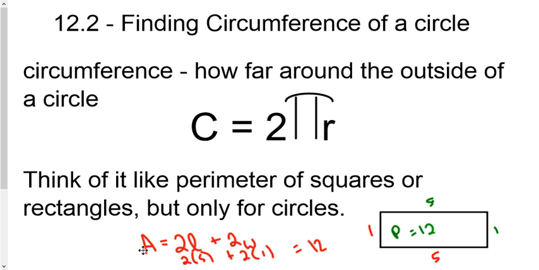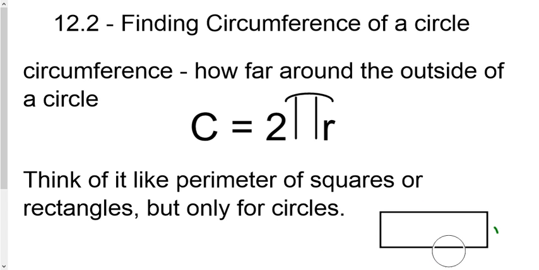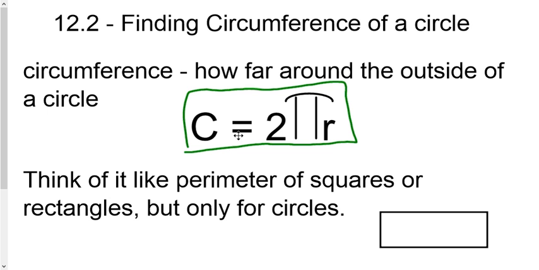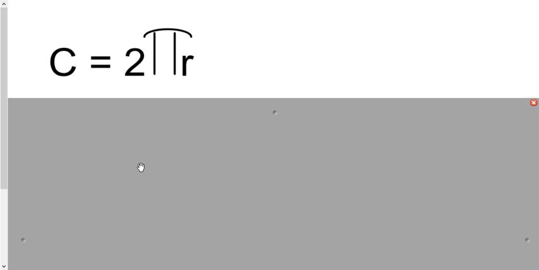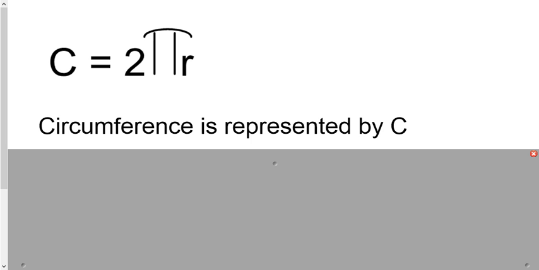So we can use a formula to find the perimeter of a rectangle, which is the outside measurement of it, the sum of all the sides. But a circle does not have any sides. And so we pretty much have to rely on this formula of circumference equals 2 times pi times radius. The C just stands for circumference, so that's no big mystery. That's all that it stands for.